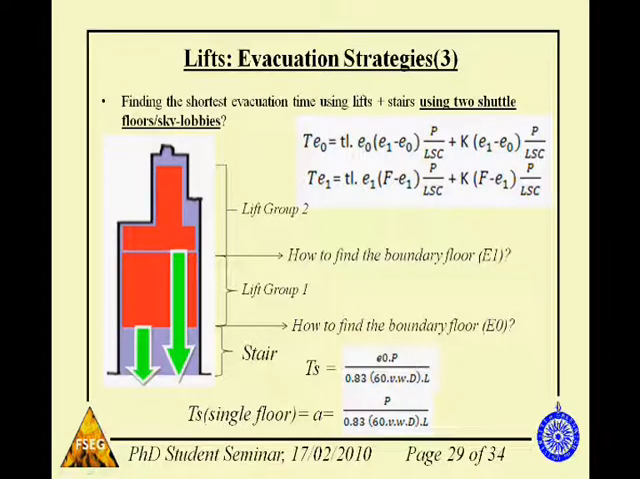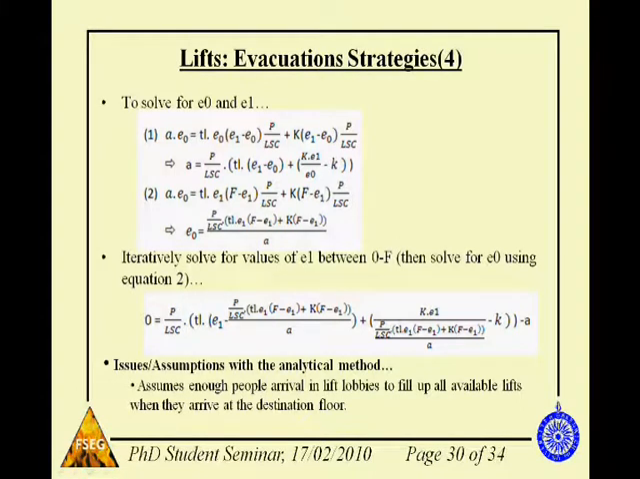And we use a similar sort of principle here to the other strategy, whereby the time to evacuate lift group 2, the time to evacuate lift group 1 and the time to evacuate the stairs are all equivalent. And we want to try and solve this simultaneous equation. From the equation, we want to basically solve for floors E0 and E1. These are our sky lobbies. And we can actually do that using the following two simultaneous equations.